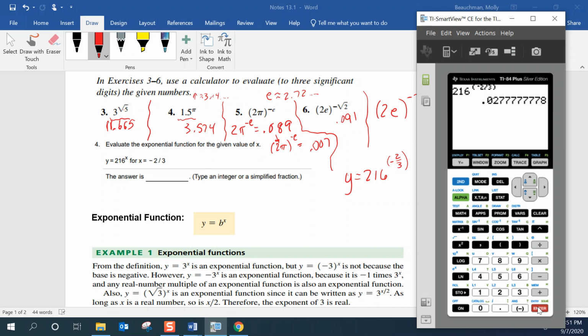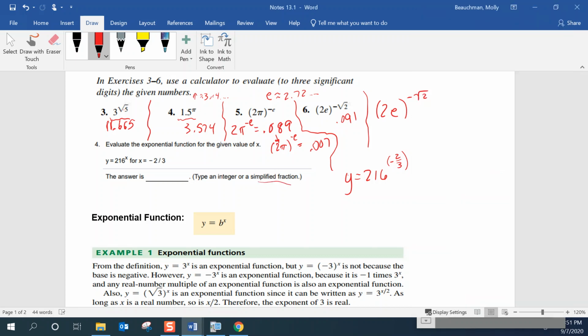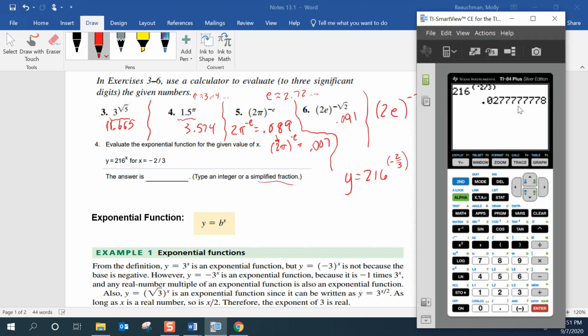And we get approximately 0.02. We want an integer or a simplified fraction. Oh, well, that's a decimal. So how do we know that that decimal can be a fraction? Okay, a couple of ways to think about this. So what you can do with your calculator, you can take that decimal and make it a fraction. So that would be 1/36.